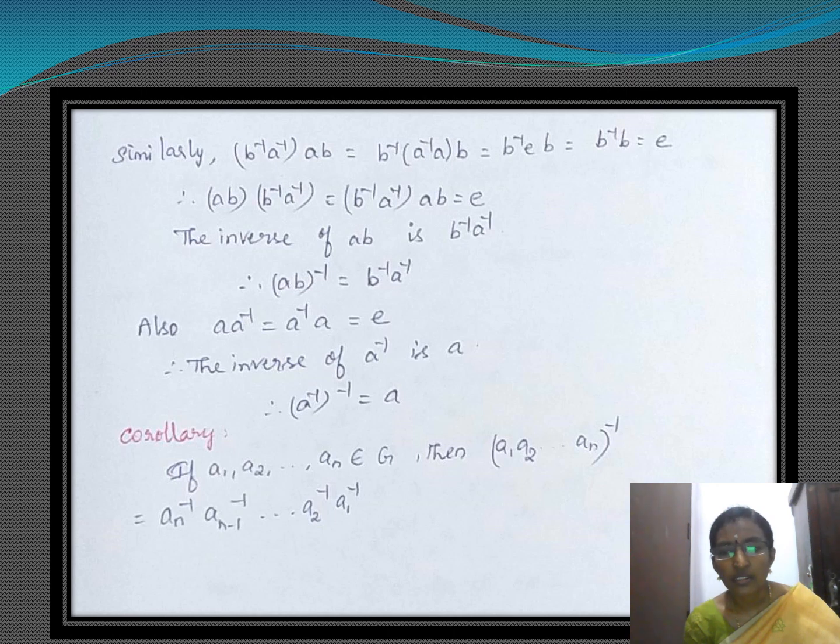From this property, we get, for A1, A2, etc., An, that is n elements from G, that (A1 A2 etc. An) the whole inverse also can be written as An inverse into An minus 1 inverse into etc. A2 inverse into A1 inverse.